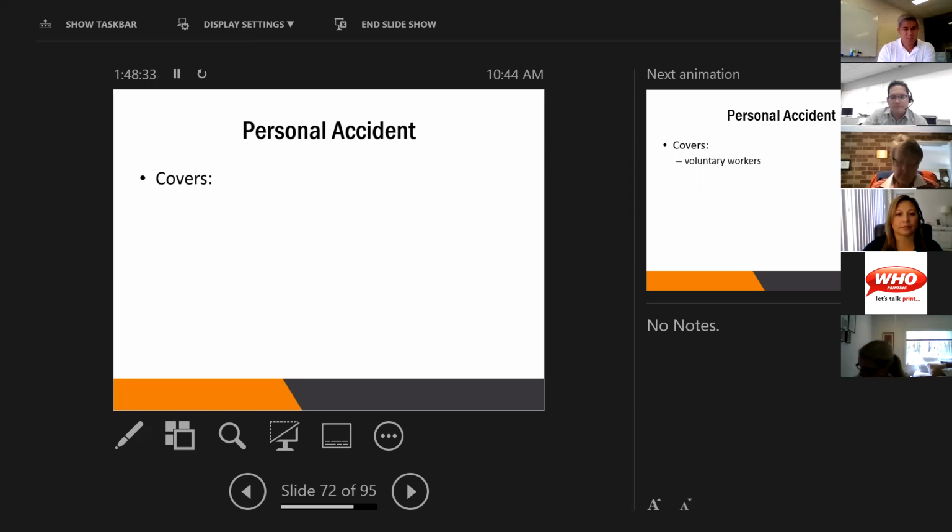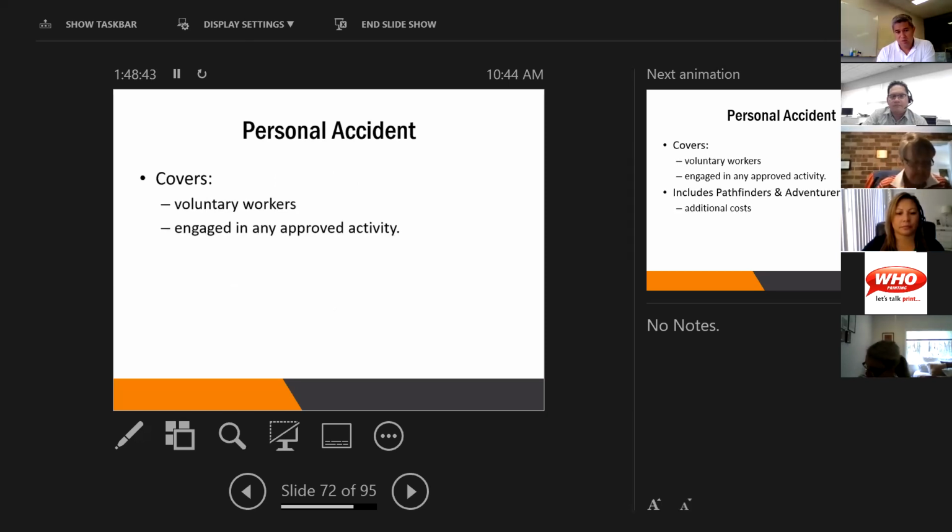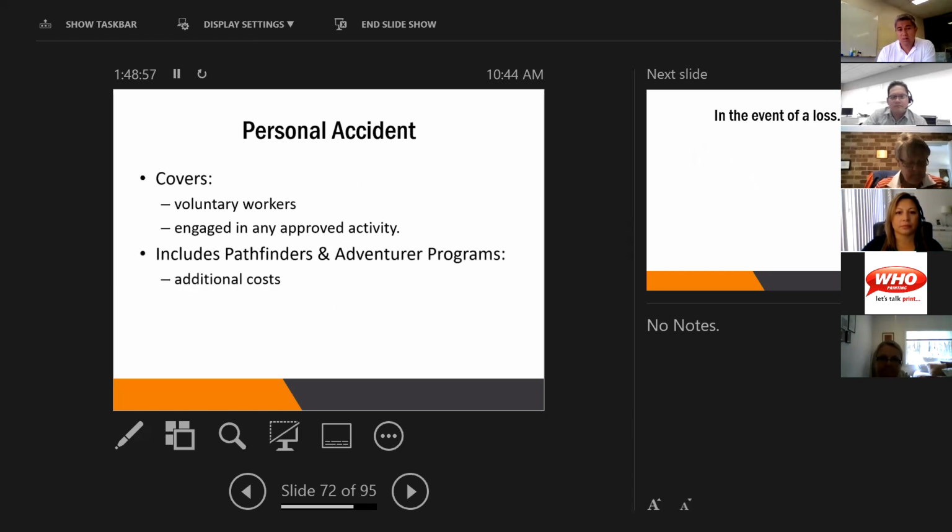For personal accident, this covers all volunteers, so that's everyone on the church roll who is also engaged in approved activity. That's why everyone carrying out a role within the church has to be on the church roll, and we base the personal accident coverage on the people on the church roll. This can also include Pathfinder and Adventurer programs, but at an additional cost.